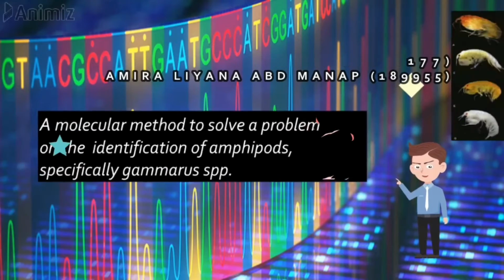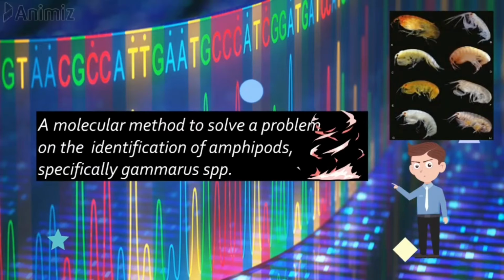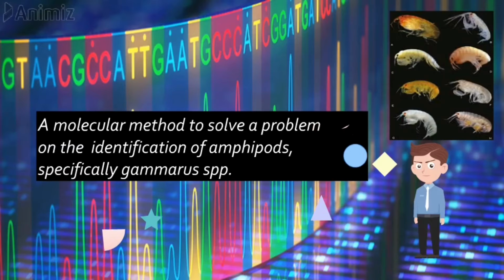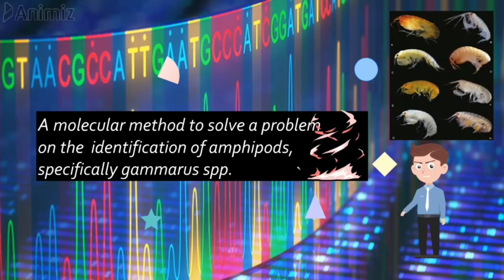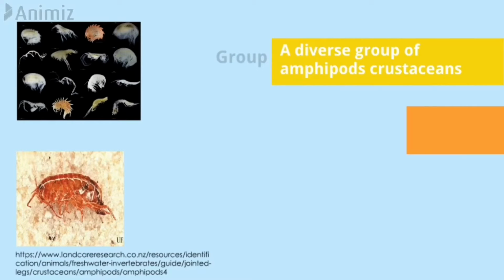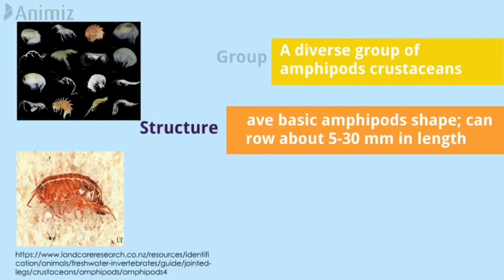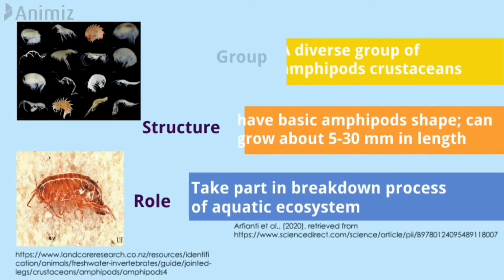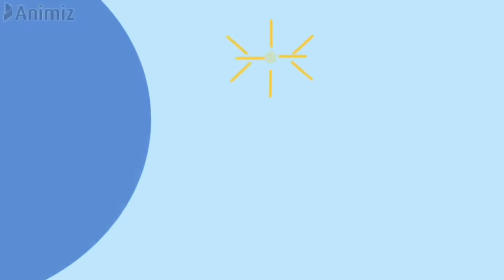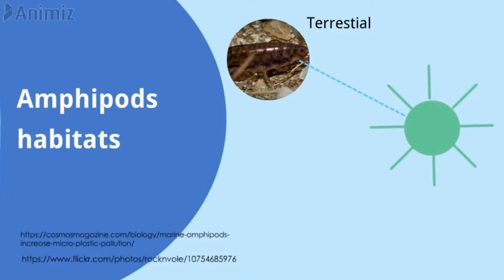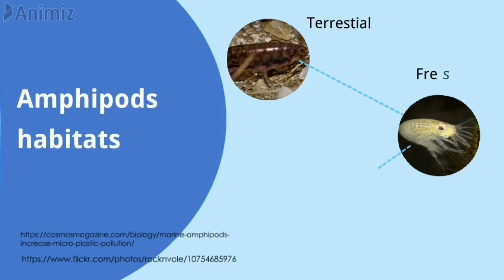In this video, we're going to learn about a molecular method to solve the problem of identification of amphipod species, specifically Gammarus species. Before that, here are the properties of Gammarus species. Gammarus species is a diverse group of amphipod crustaceans that take part in the breakdown process in aquatic ecosystems. Among three different amphipod habitats, Gammarus species are commonly found in freshwater and also marine habitats.